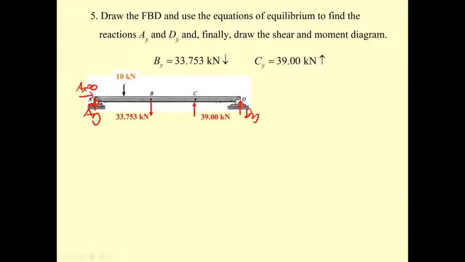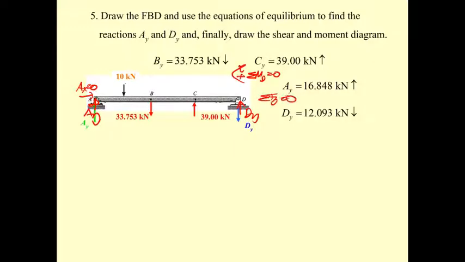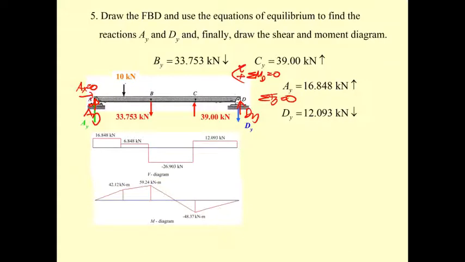Now what we have is the A sub Y and D sub Y, and you can do that by yourself. Just pause the video and take the moment, you get the A sub Y. Summation of moment at D equals 0. You get the A sub Y, and then do the summation of F sub Y equals 0. You get the D sub Y. Now you can draw the shear diagram and the moment diagram.